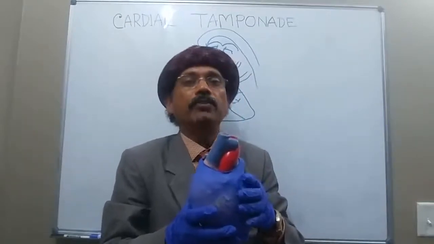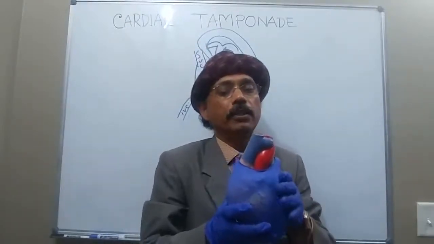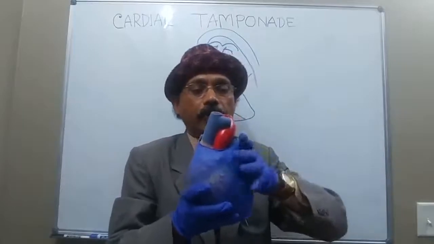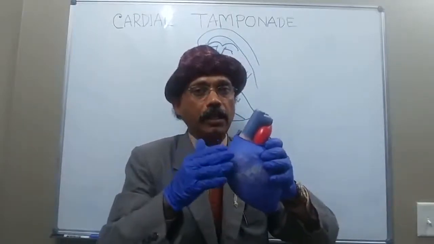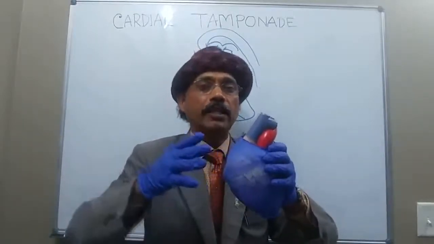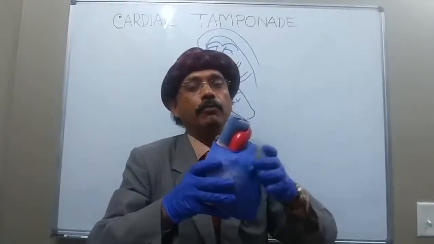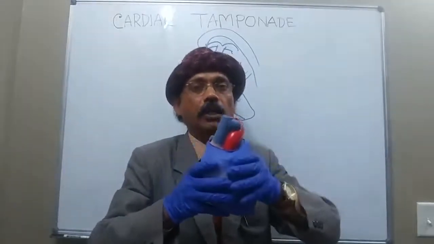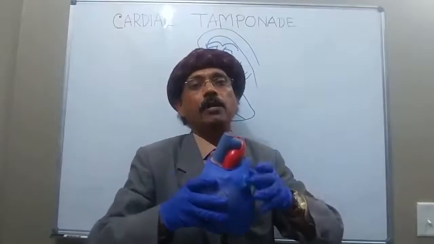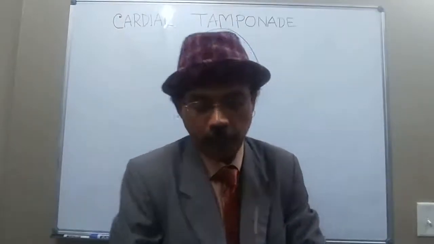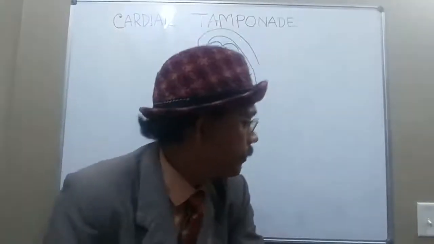But if there is a rapid accumulation of fluid, there will be collection of fluid between the heart and the pericardial sac, and that excessive fluid will press on the heart. The heart cannot expand during diastole. So that is the idea.